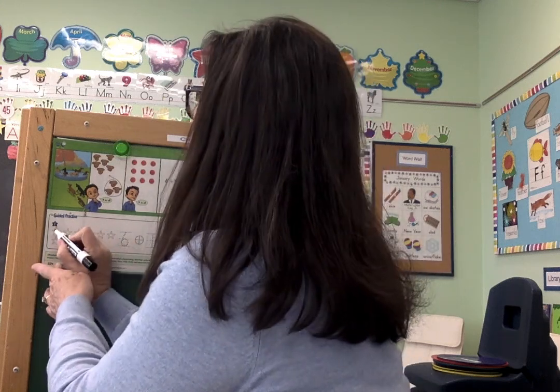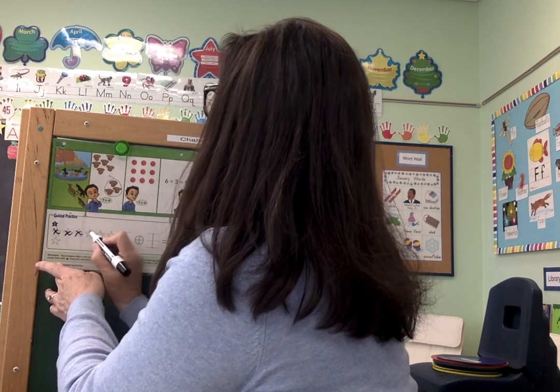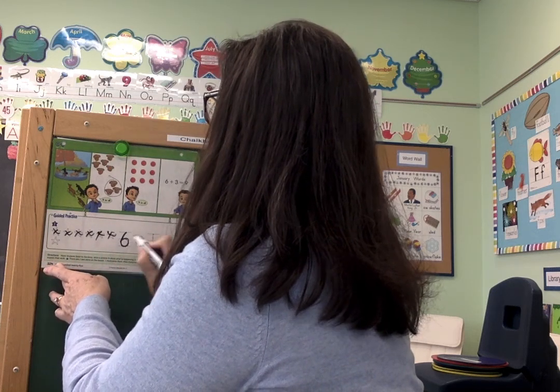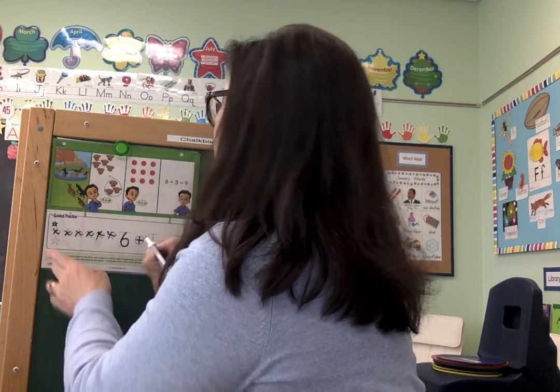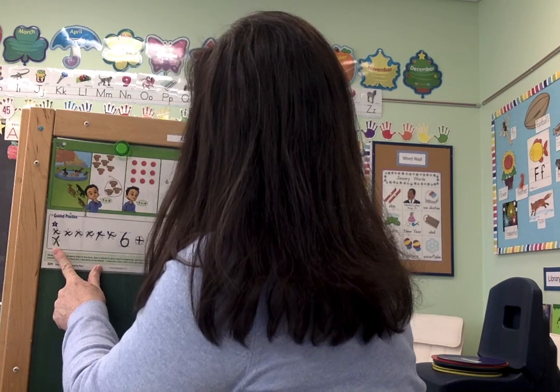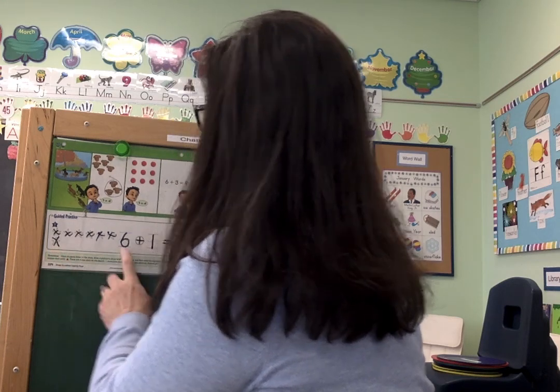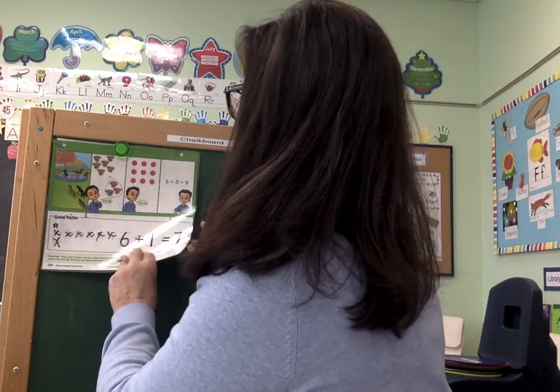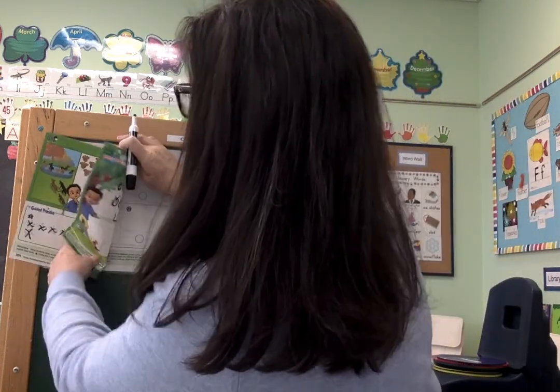So let's count the first group. 1, 2, 3, 4, 5, 6. And we're going to write 6. We're going to put plus to indicate we're adding. There's 1 more equals 7. So we write that equation as 6 plus 1 equals 7. Or you could say, if you want 1 more, you go right next door. What's right next door to 6? 7.